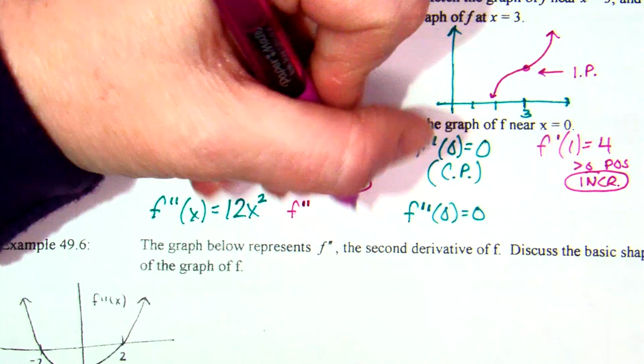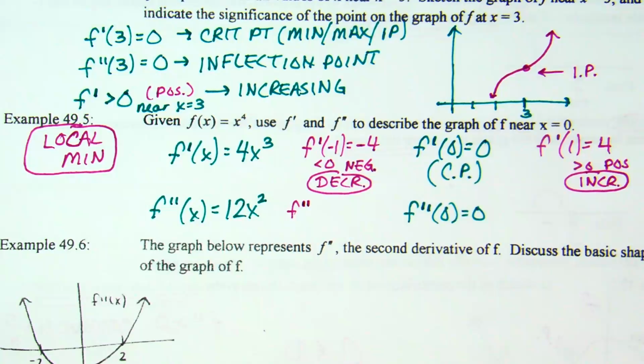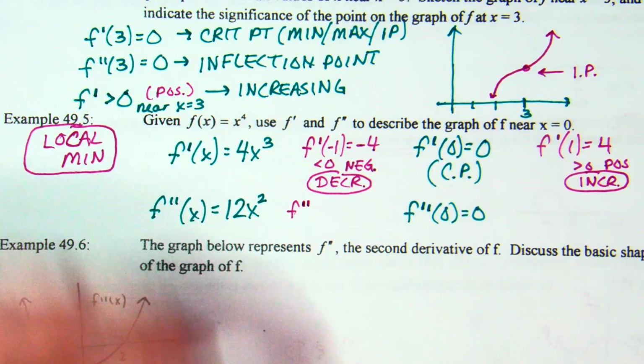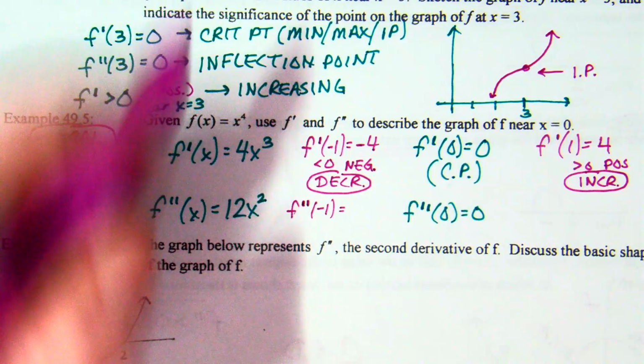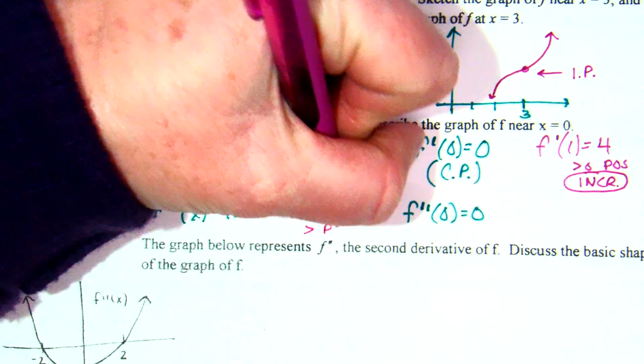For whatever reason, I had just had f single prime written down at this point, which was just a mistake. Okay, so what happens when we put in -1? You get a positive value. Yes, officially positive 12. Again, all that we care is that it's positive.